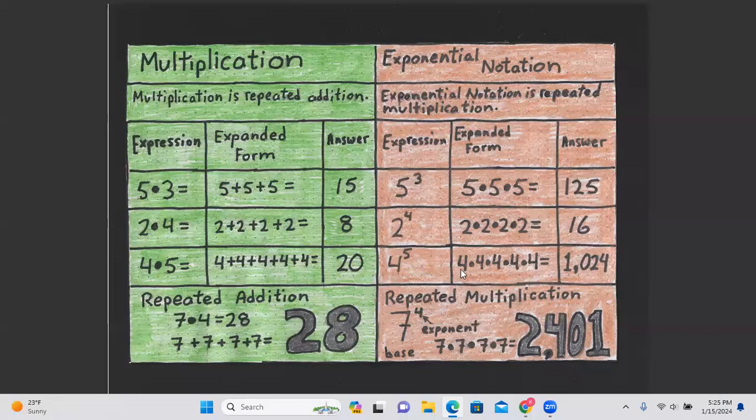And so there you have it. There's how we can understand exponential notation versus multiplication. You received a lot of information, so this will be a good time to pause the video and look at the difference between the two concepts, or you may play the video back as many times as you need to gain a deeper understanding of this concept.